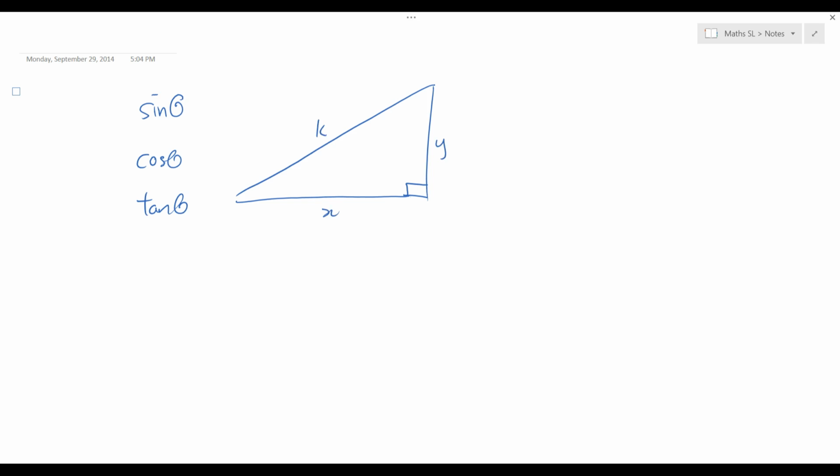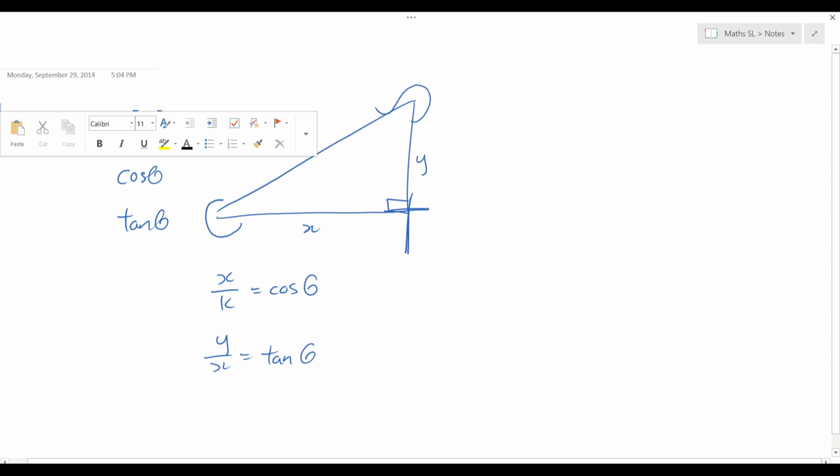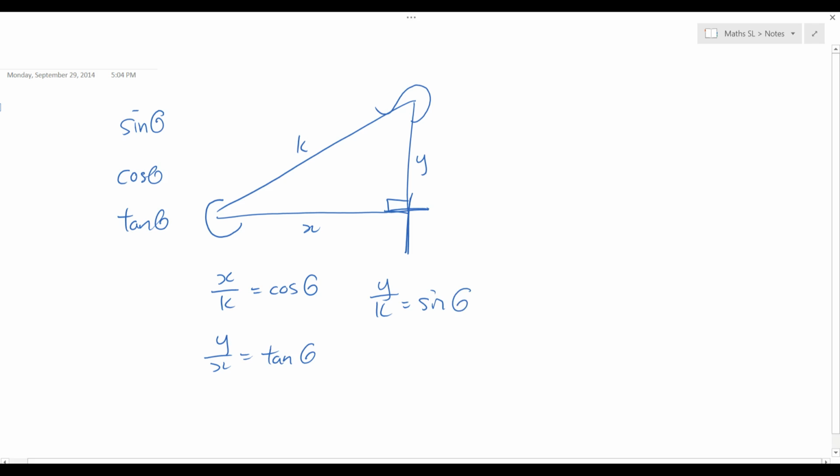Usually how I remember it is x over k, this is like a c, x over k equals cos theta. Tangent is like here, we have a t. So therefore y over x equals tangent theta. And last but not least, this is a bit of an awkward one. This is like a weird squiggly s, which is y over k is sine theta.